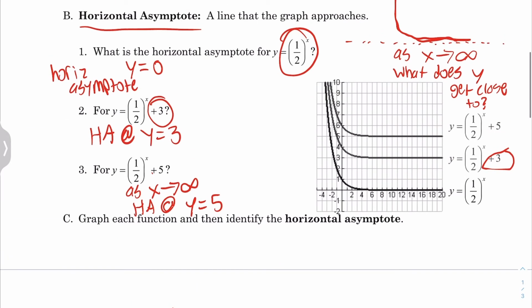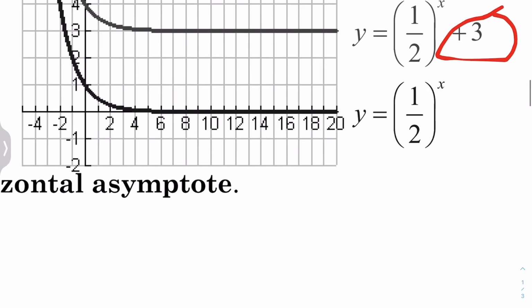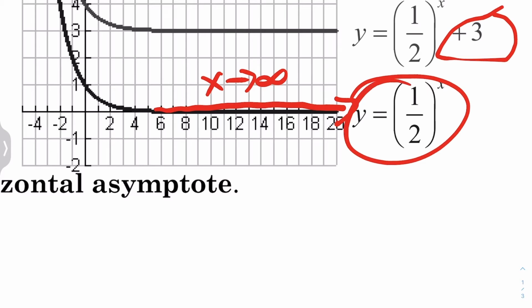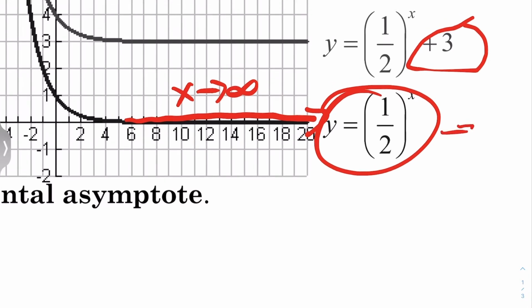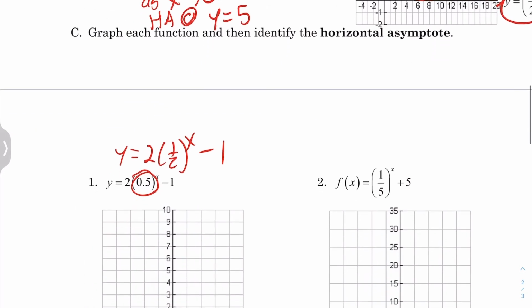Based off the last example, when you have 1/2 to the power of x, the farther you get to the right of the graph, as x gets infinitely large, the y will get closer to 0. As x gets closer to infinity, 1/2 to the power of x gets closer to 0.